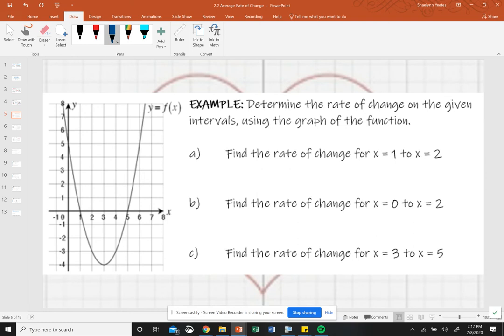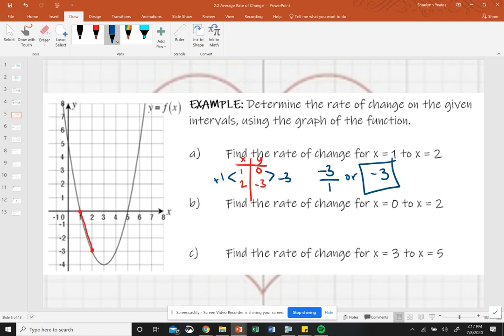On A, it says find the average rate of change from x equals 1 to x equals 2. So x equals 1 is right here, and x equals 2 is right here. It wants to know what the average rate of change between those 2 points is. I can find this using my graph, but I'm going to use my table. So I've got x, y. This is 1, 0, and 2, -3. My change in x is up 1. My change in y is down 3. So my average rate of change is -3 over 1, or you could just say -3.